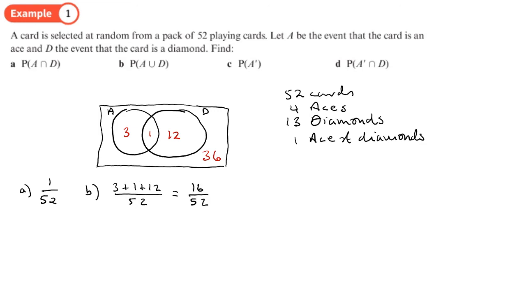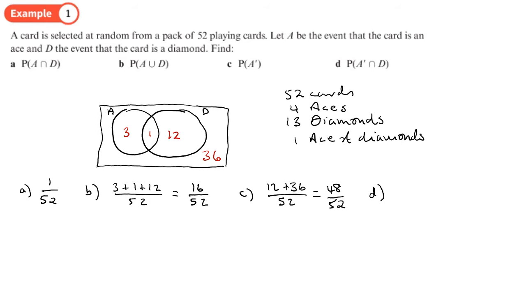Part C, the probability that it's not in A. Anything that's not in A, remember that the 3 and the 1 are in A. So the stuff that's not in A is the 12 and the 36 out of 52. That would give me 48 over 52. I can leave it like that. You can simplify it, but you don't need to simplify probability answers unless the question asks you to.